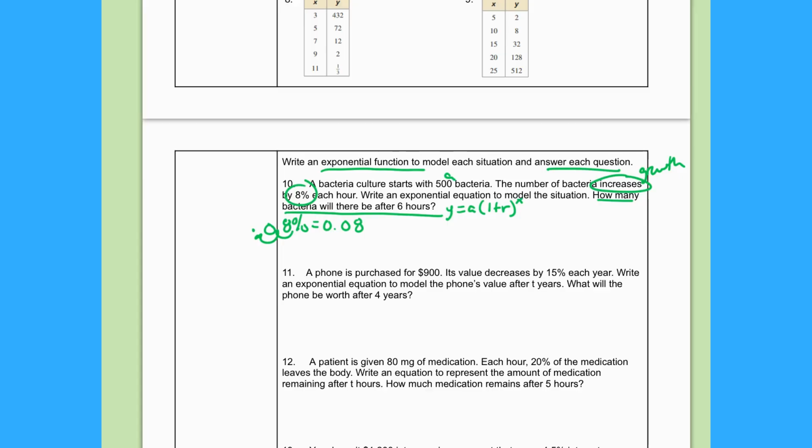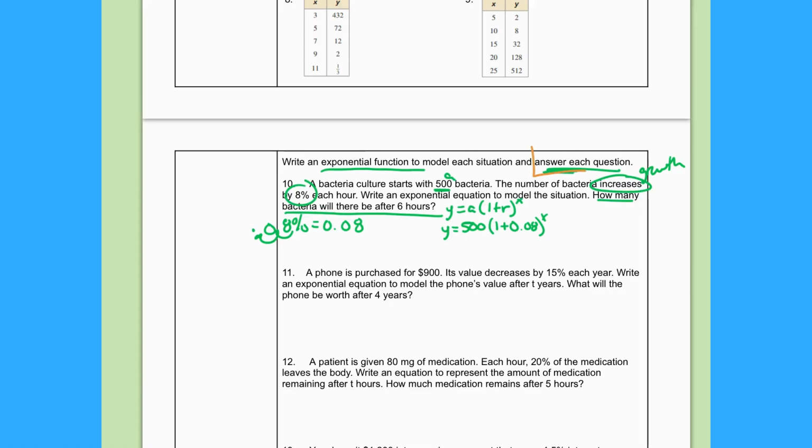So then we want y equals, our A, our initial amount is 500. 1 plus, our rate we found was 0.08 to the x. So notice I'm ignoring the 6 hours. How many bacteria will be there after 6 hours? So that's the answering the question part.